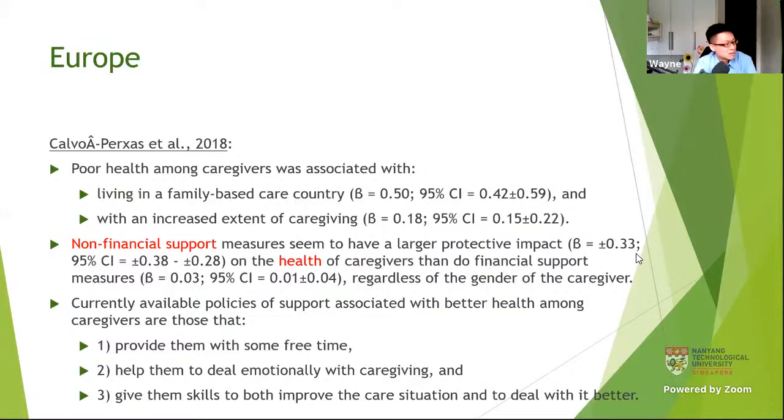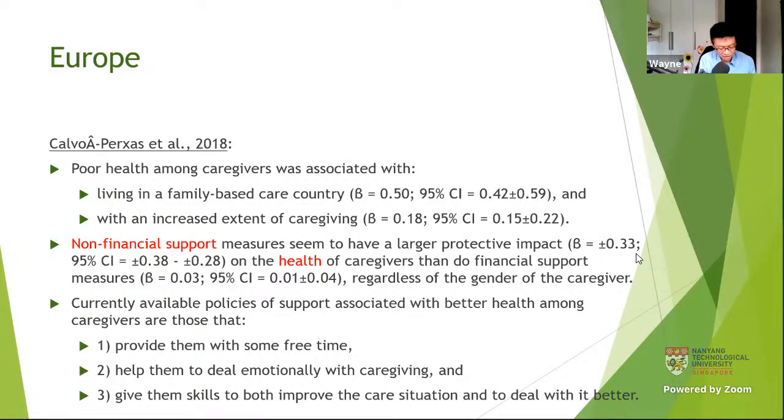in Europe, a study by, I cannot pronounce this author's name, found that, 12 countries, I should say, were studied. And this study found that poor caregiver health was usually associated with living in a family-based care country. That means a country, right? In Europe, there are many countries, right?